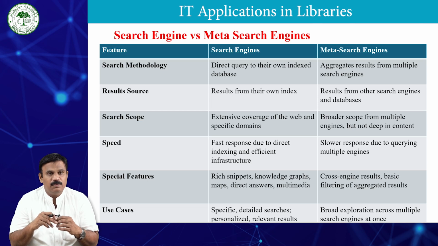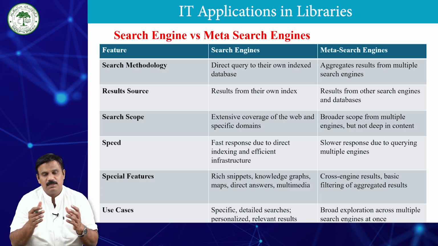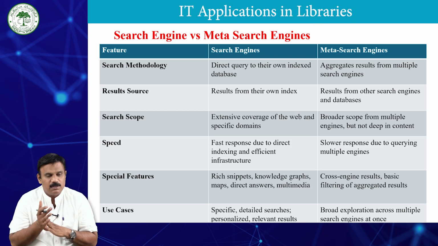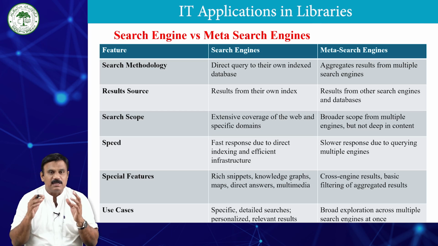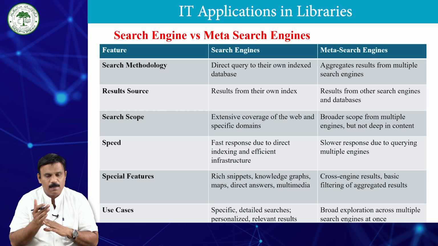So here you will find the difference between a search engine and a meta search engine. The search methodology in a search engine is a direct query to their own index database, but a meta search engine aggregates results from multiple search engines. Search engine results come from their own index, and here results come from other search engines and databases.